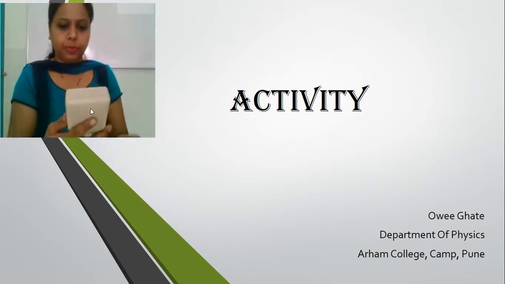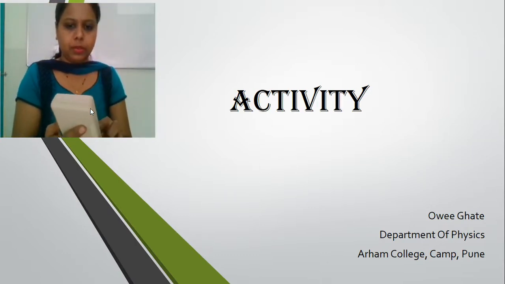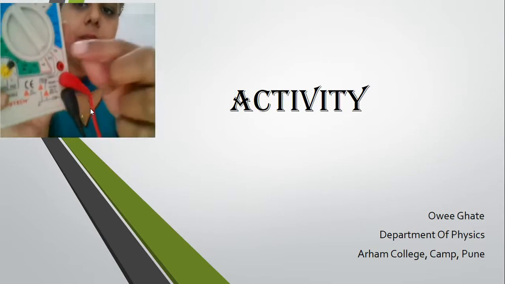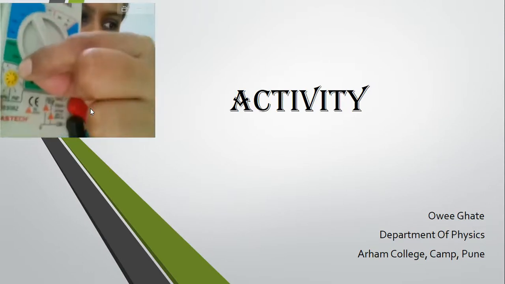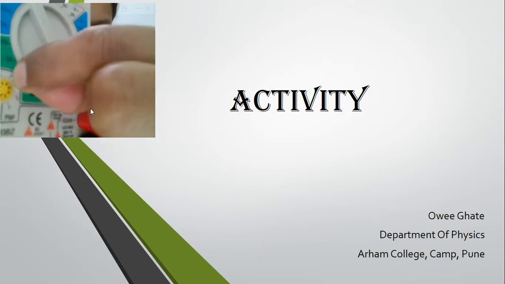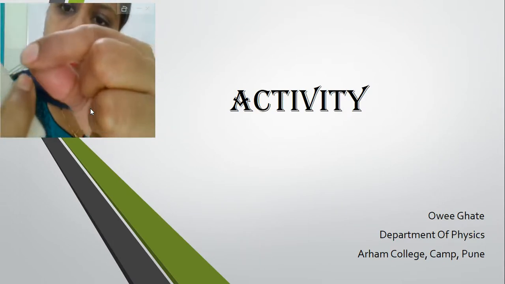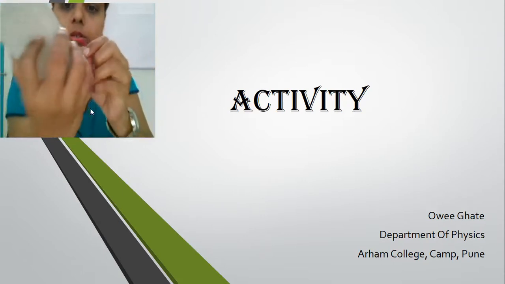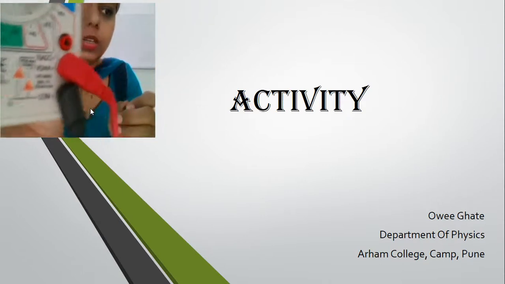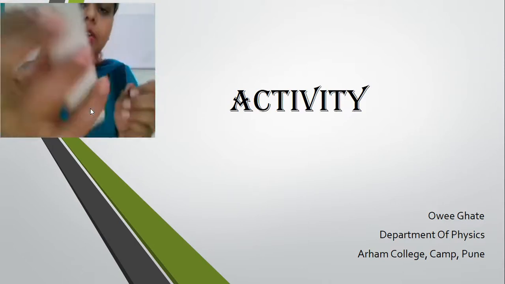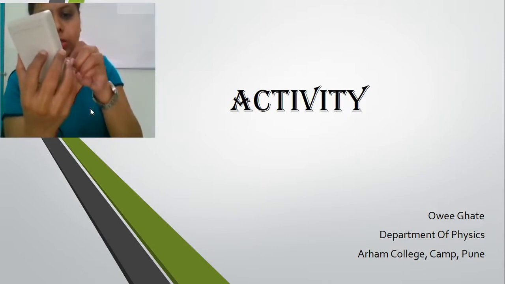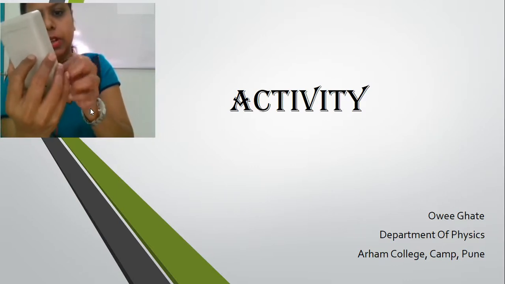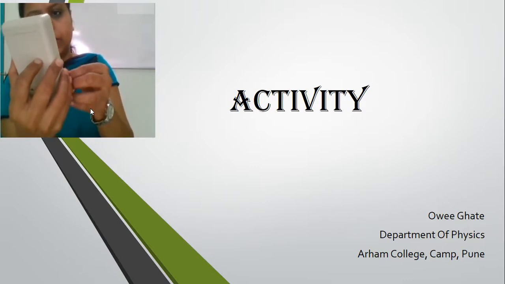Okay, in this way we need to put it into the small holes. The region is given over here. Okay, what we need to do is, this is the PNP section and this is the NPN section we are having. So we just keep it over here and it will give us some value.